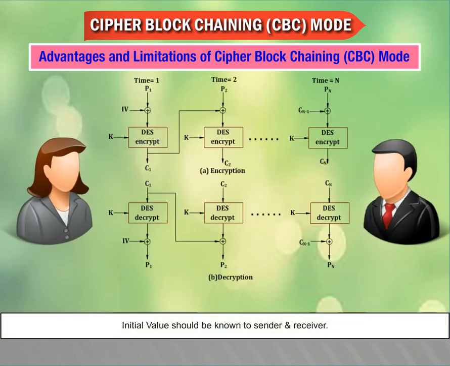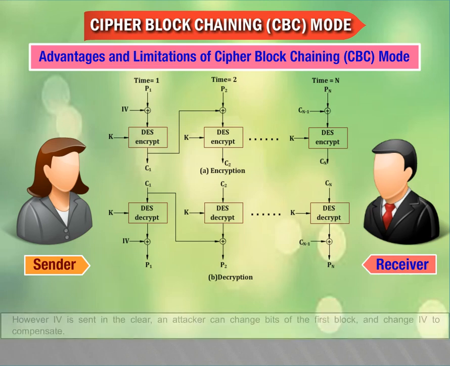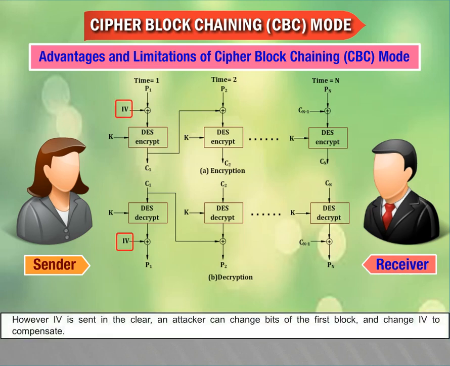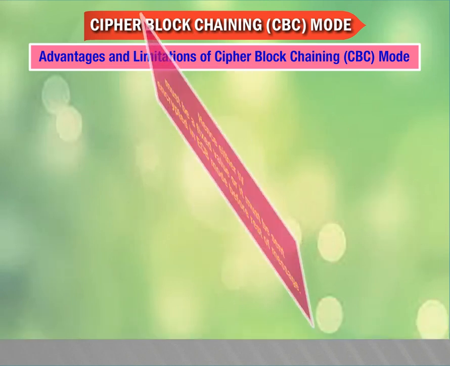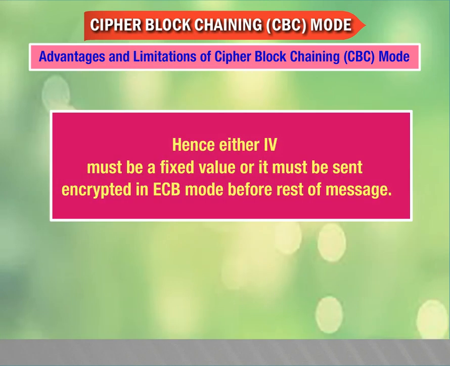Initial value should be known to sender and receiver. However, IV is sent in the clear. An attacker can change bits of the first block and change IV to compensate. Hence, either IV must be a fixed value or it must be sent encrypted in ECB mode before the rest of the message.